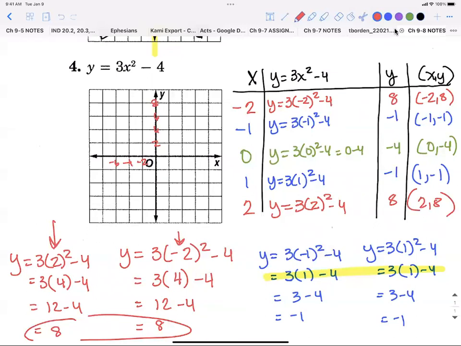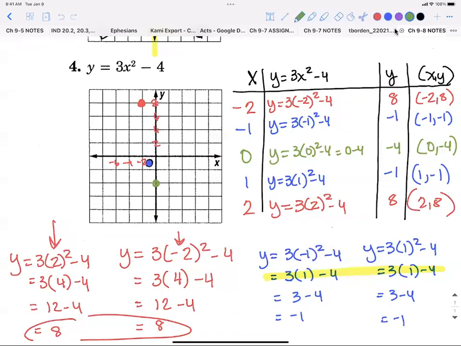And I'm going to graph negative 2, 8 right here. And then I'm going to graph negative 1, negative 1. So negative 1, negative 1 is right here. Negative 1, negative 1 is right here. 0, negative 4 is my middle one. So 0, negative 1, 2, 3, 4 is right here. I didn't go by twos, did I?